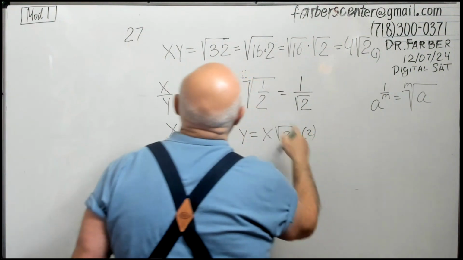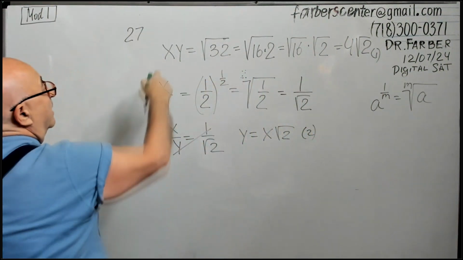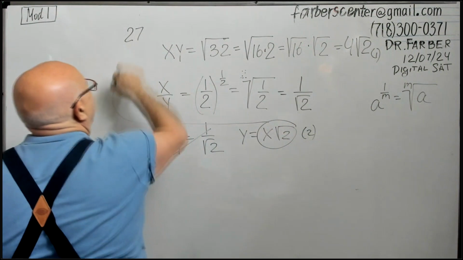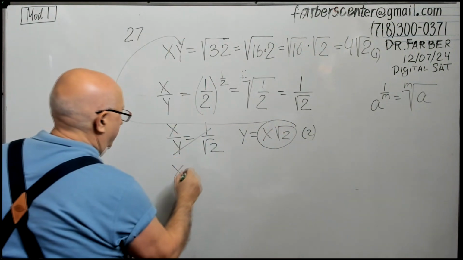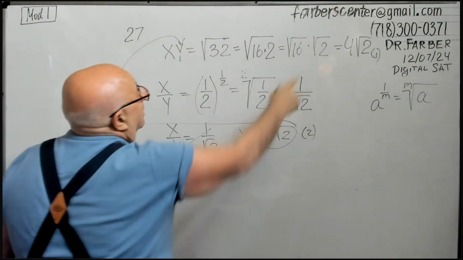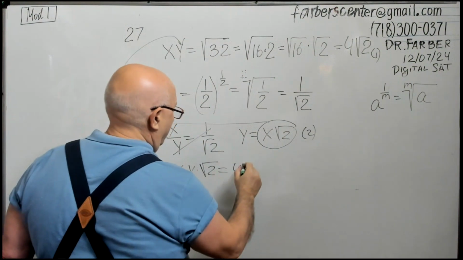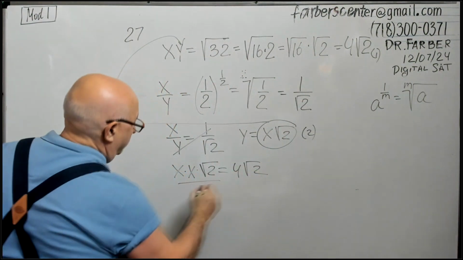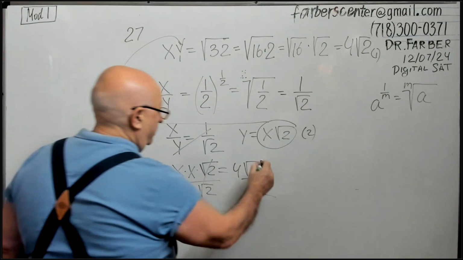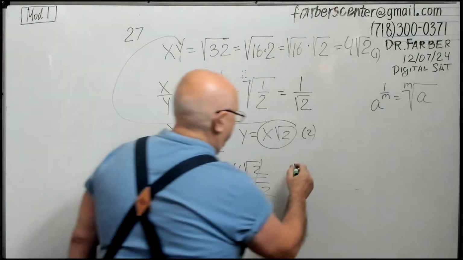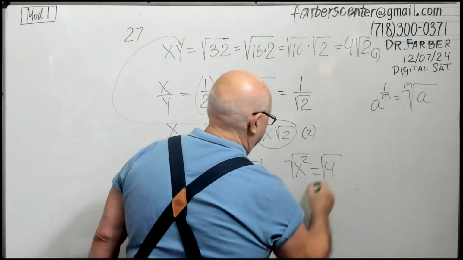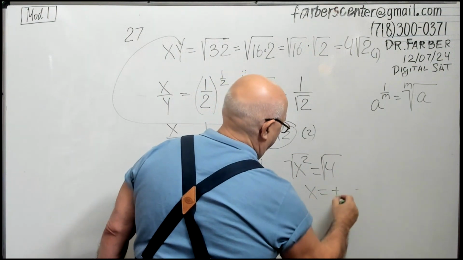I plug in this 2 to 1. Instead of y, grab this one and plug in straight over there. I have x times square root of 2 equals 4 square root of 2. Divide by square root of 2 both parts. Cancel out. X times x is x to the second equals to 4. Take square root of both parts, and x equals to plus minus 2.